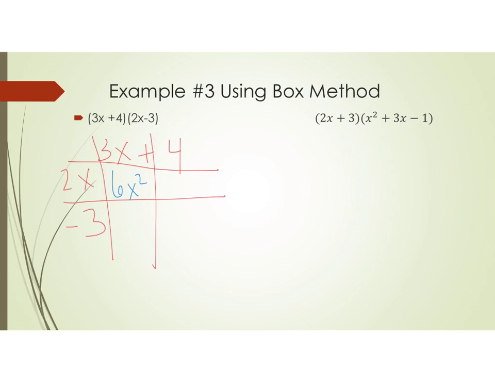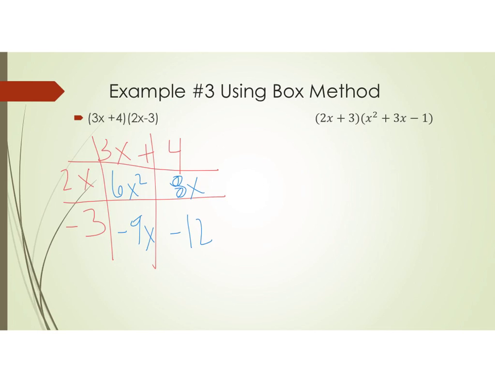If I move down a box, I'm going to multiply 3x and negative 3, getting a negative 9x. If I move over, 4 times 2x gives me the 8x. That's an ugly 8. And moving down, 4 times negative 3, negative 12. Now this is just the multiplying, it's not the answer. I need to take these 4 blue terms and put them in descending order, combining like terms.